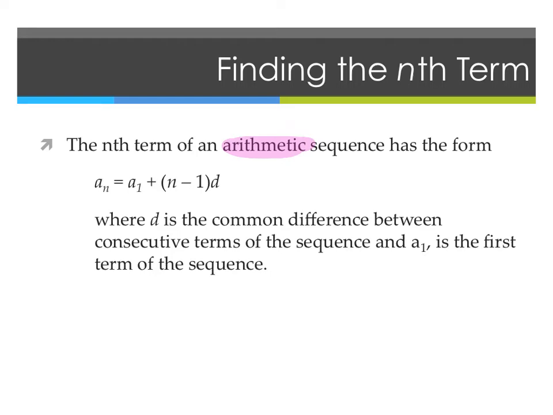The nth term of the arithmetic sequence is in the form of a sub n equals a sub 1, so the first term, plus n minus 1 times d. Or you can switch that order around, doesn't matter. a sub n would equal a sub 1 plus d times n minus 1. So in order to know the nth term or the equation for the nth term, you need the first term and you need the common difference. You'll keep n as n. You'll distribute that d to both and then simplify it.